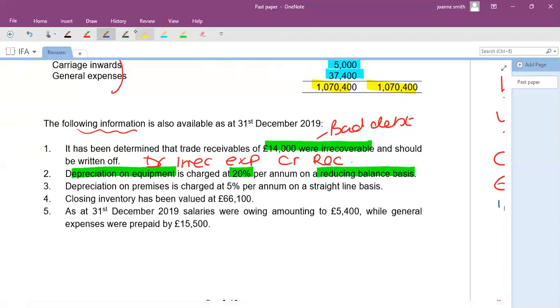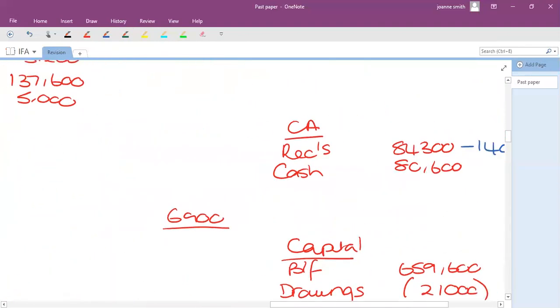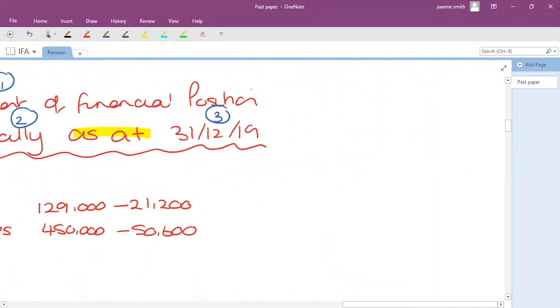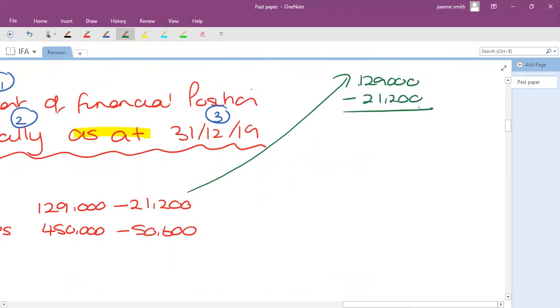Reducing balance means carrying value. All right, so you're going to calculate the depreciation on the carrying value of the asset. So if we have a look up here at what went on with the equipment, here it is. All right, and I'm just going to put a working in over here just so you can see where it's coming from. So the original cost was 129, and so far I have depreciated it by 21,200. So what we need to do is to net those off. So the carrying value at the beginning of the year was 107,800.